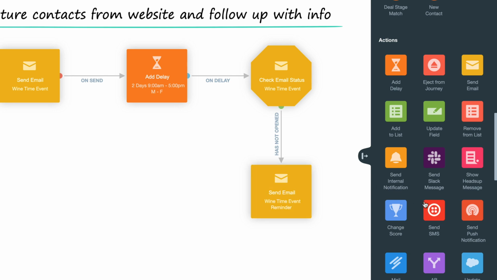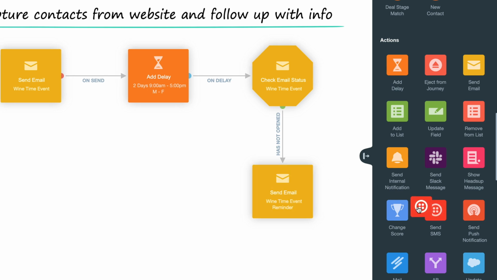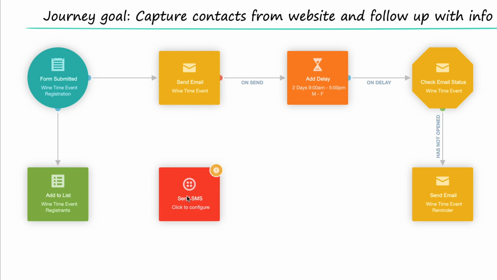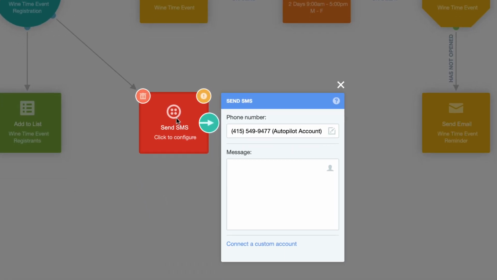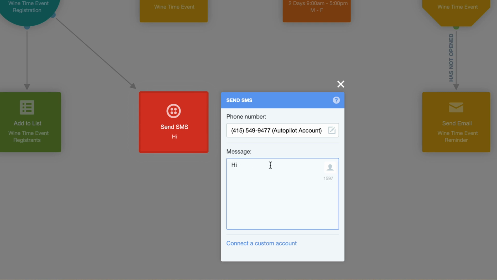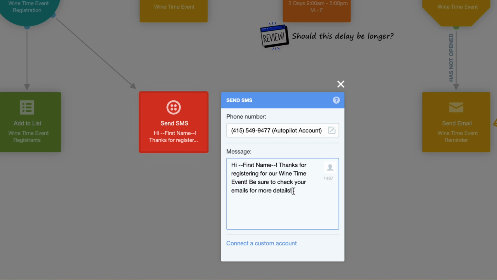Now for my final touch. I want to add an SMS message to my journey. Autopilot's Twilio integration allows you to send SMS messages to your contacts from Autopilot's test account. By connecting your own Twilio account, you'll be able to send more messages from your own number and have expanded functionality, like reply pathways. I'll type out my message in the shape and use a personalization variable to give the SMS a more personal feel.